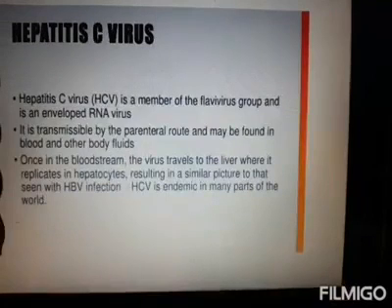Number two to be considered is hepatitis C virus. Hepatitis C virus is a member of the flavivirus group, and it is an enveloped RNA virus. It is transmissible by the parenteral route and may be found in blood and other body fluids. Once in the bloodstream, the virus travels to the liver where it replicates in hepatocytes.